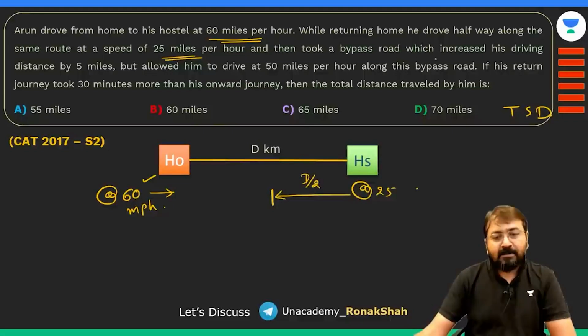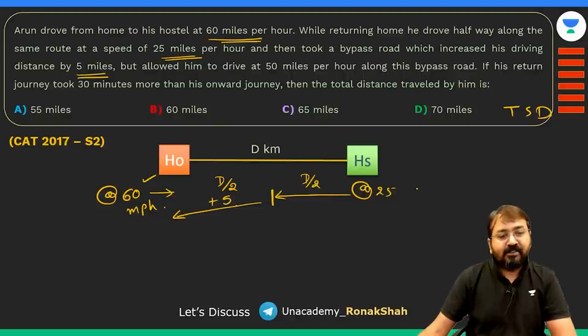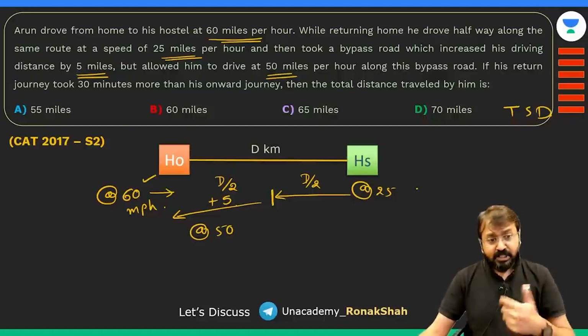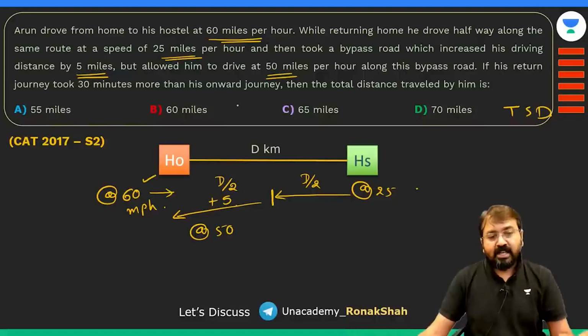And then he took a bypass road which increased his driving distance by 5 miles. So now he had to travel d by 2 distance, but then he took some different road because of which the distance increased by 5, but allowed him to drive at a speed of 50. So he traveled this distance at 50 miles per hour. If his return journey took 30 minutes more time than his onward journey, then what is the total distance traveled by him?